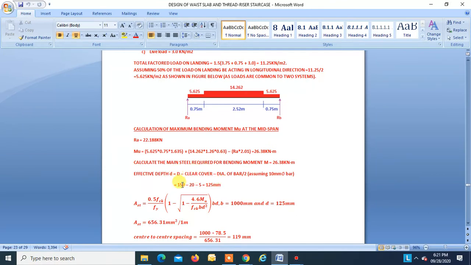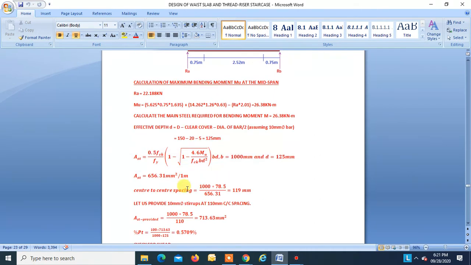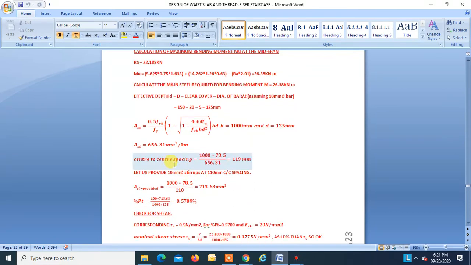Total depth 150. Clear cover 20. We are using 10 dia bar. So 10 divided by 2, that is 5, so d is equal to 125. So putting this value, we get Ast is equal to 656.31. Center to center spacing turns out to be, we are taking 10 steel over here.